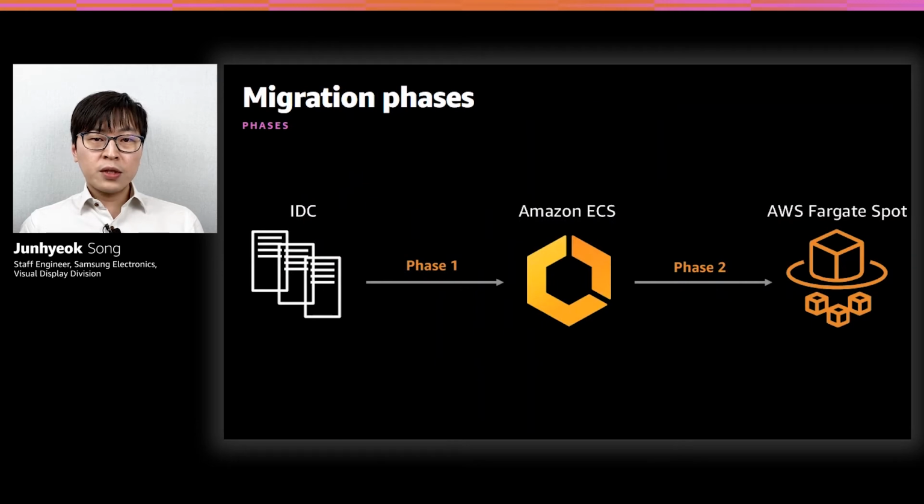There were 2 times ECS migration. In phase 1, applications have migrated from on-premise data center to ECS with step scaling. In phase 2, we migrated from ECS to Fargate Spot with target scaling and CDK. Let's talk about each phase in detail.